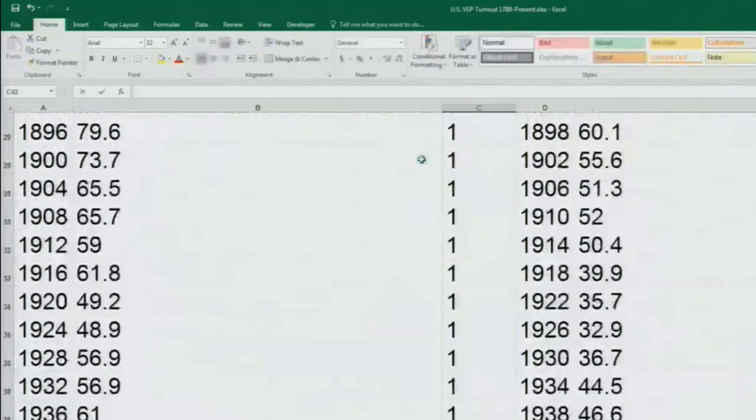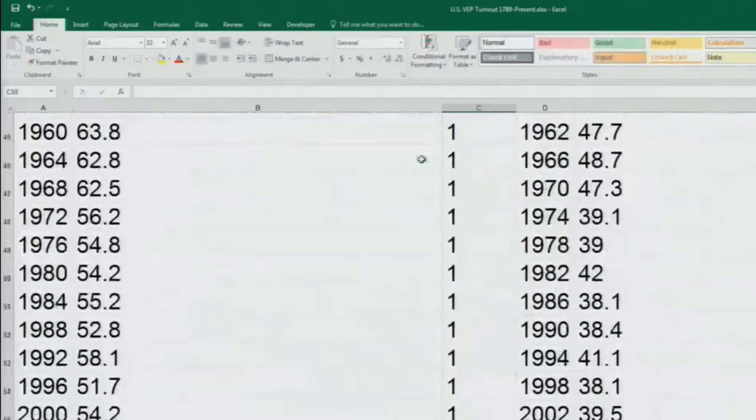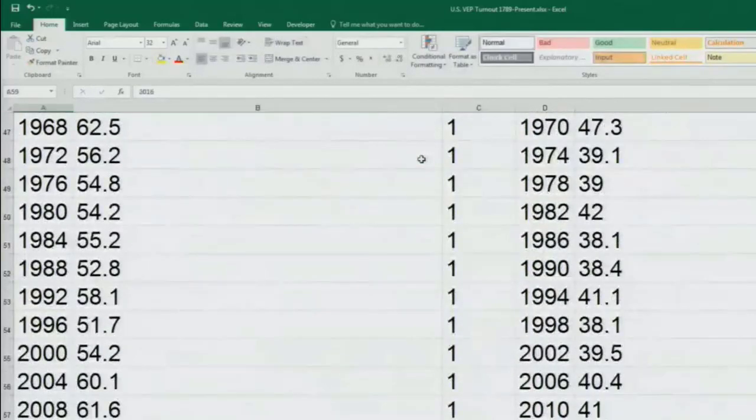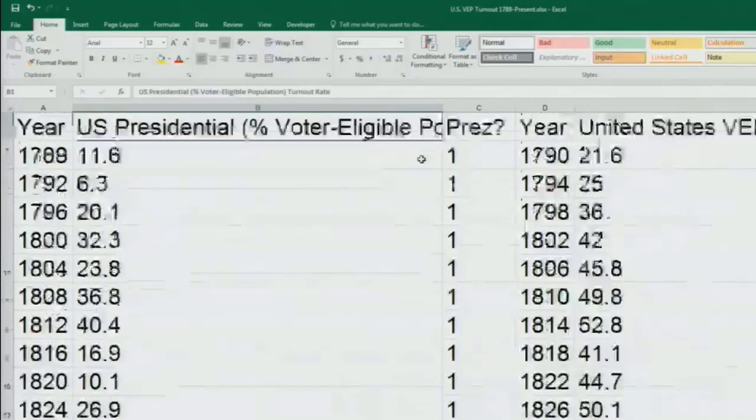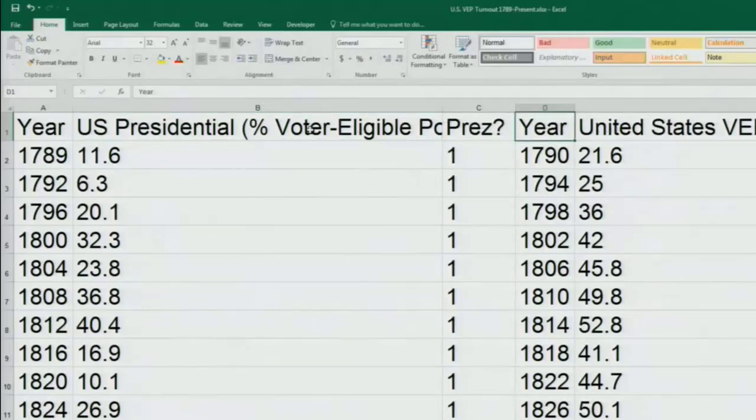And we can just see these are all presidential election years. You can know it because you're a student of history. You can also know it because, hey, by gum, that's what this column tells you. Whereas over, yes, sir.